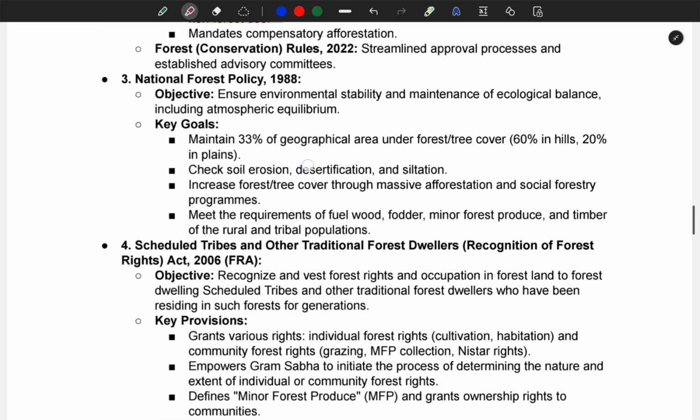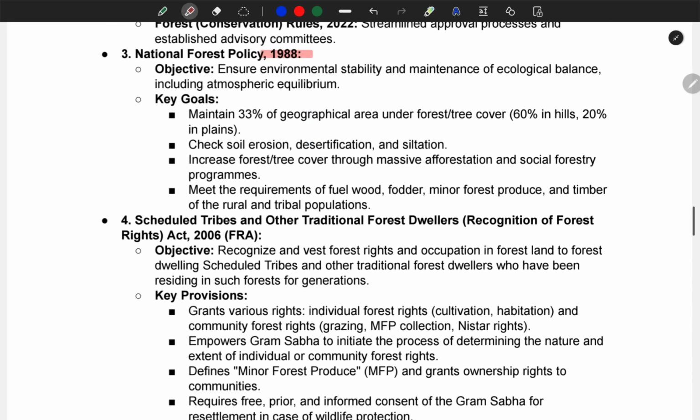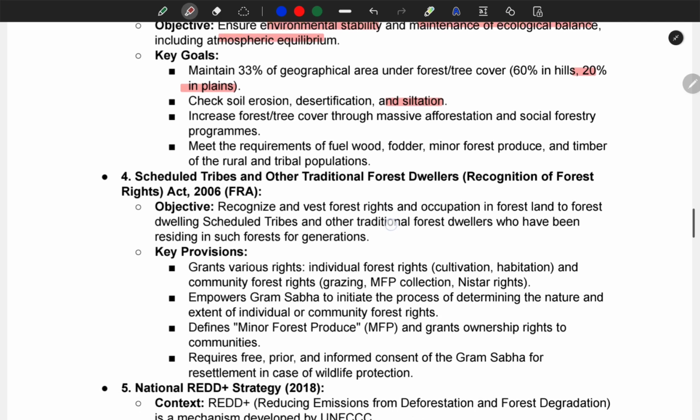National Forest Policy 1988. Objective: ensure environmental stability and maintenance of ecological balance, including atmospheric equilibrium. Key goals: maintain 33% of geographical area under forestry cover, 60% in the hills, 20% in the plains. Check soil erosion, desertification and siltation.